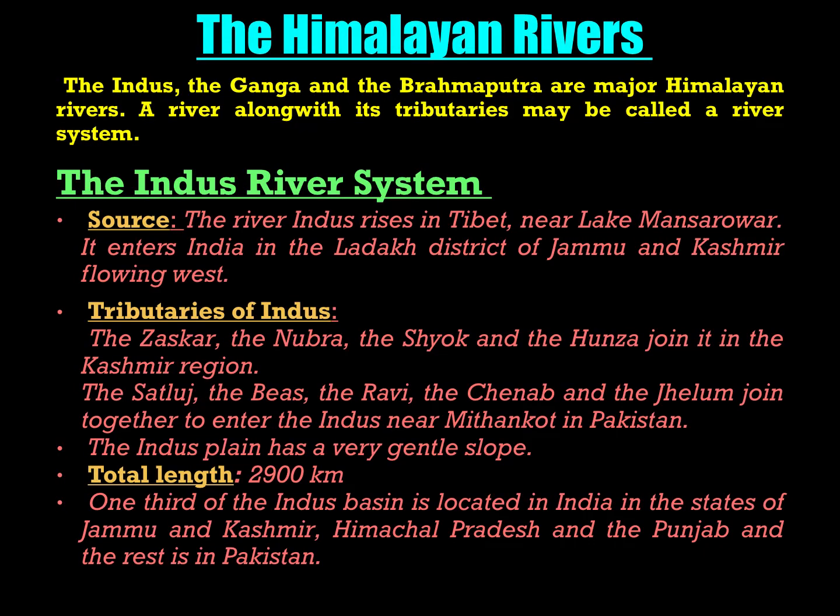So let's start with the Himalayan rivers. The Indus, Ganga and Brahmaputra are the major Himalayan rivers. A river along with its tributaries may be called a river system. So first, the Indus river system. This Indus is also known as Sindhu.